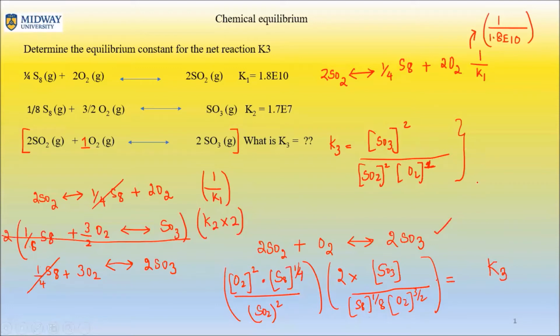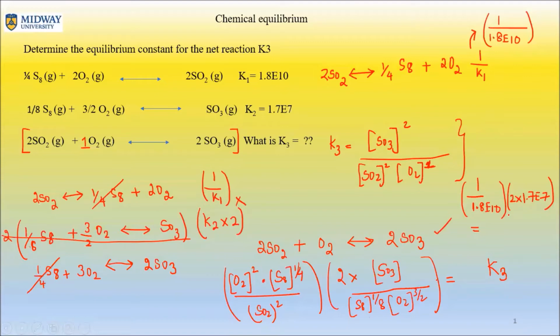So all we're going to do is 1 over K1, which is 1 over 1.8 e to the 10, times 2 times whatever the K2 value is, 1.7 e to the 7. Basically, you must find a way to convert everything. Normally when you're adding equations to get this, it means the expressions have to be multiplied. So whenever you add two equations, the expressions ultimately must be multiplied.